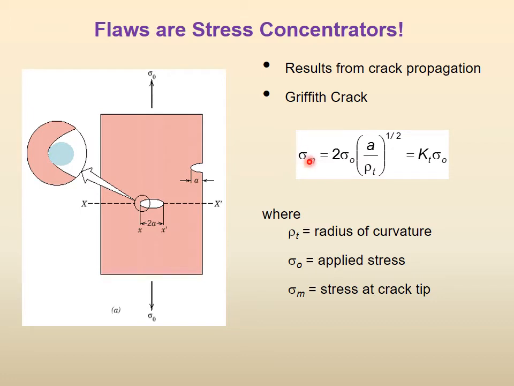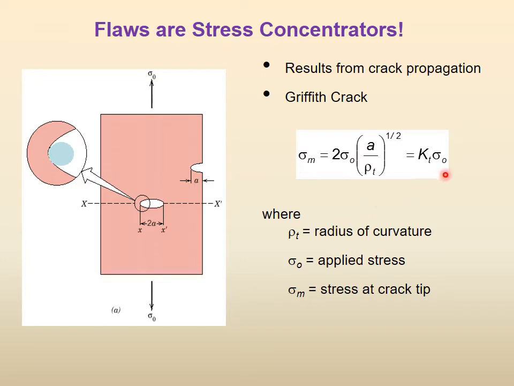So the sigma m is 2 sigma naught times a upon rho t raised to half, or under root of this. And right, so take out sigma naught from here, so the rest 2 times this is the Kt. Now rho t is the radius of curvature. Sigma naught is the applied stress, the F upon capital A, and sigma m is the maximum stress at the crack tip. According to Griffith, these symbols can change later on. So here we are saying that the normal applied stress or the nominal stress is sigma naught, and the maximum stress because of stress concentration at the crack tip is sigma m in this equation.